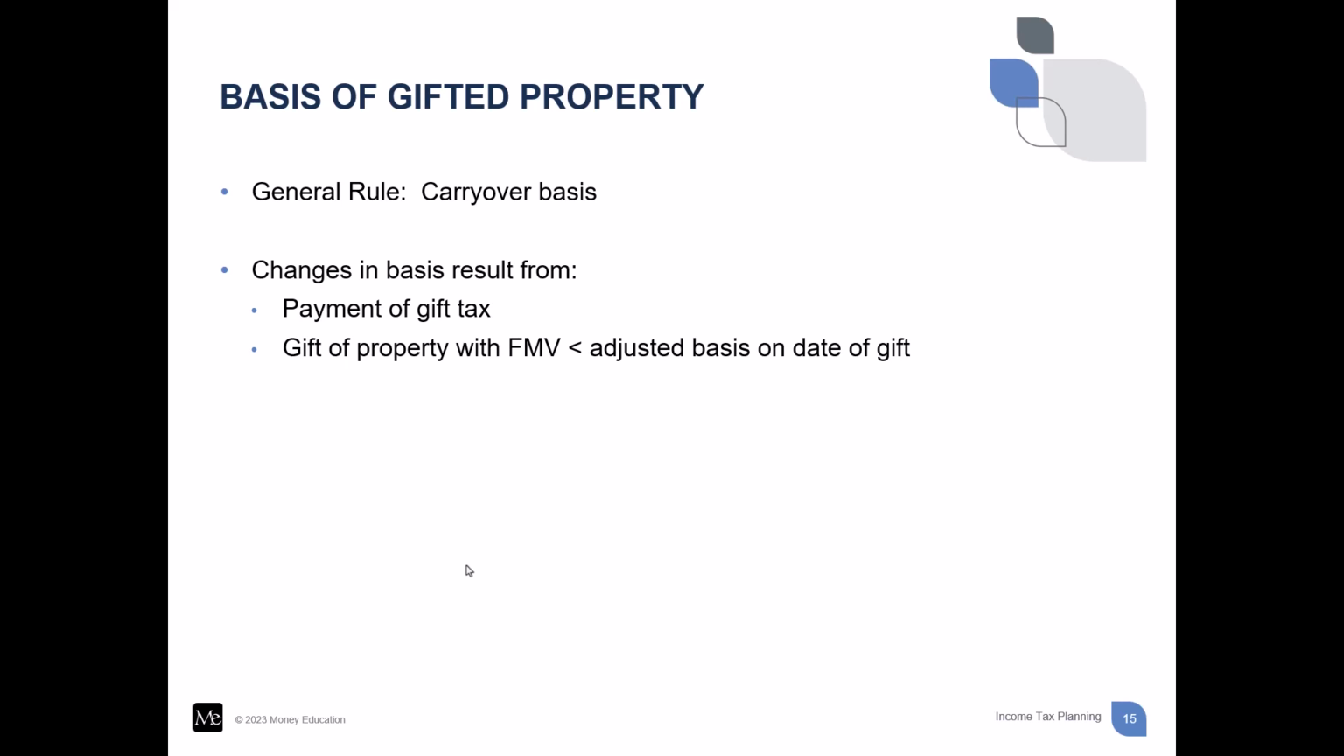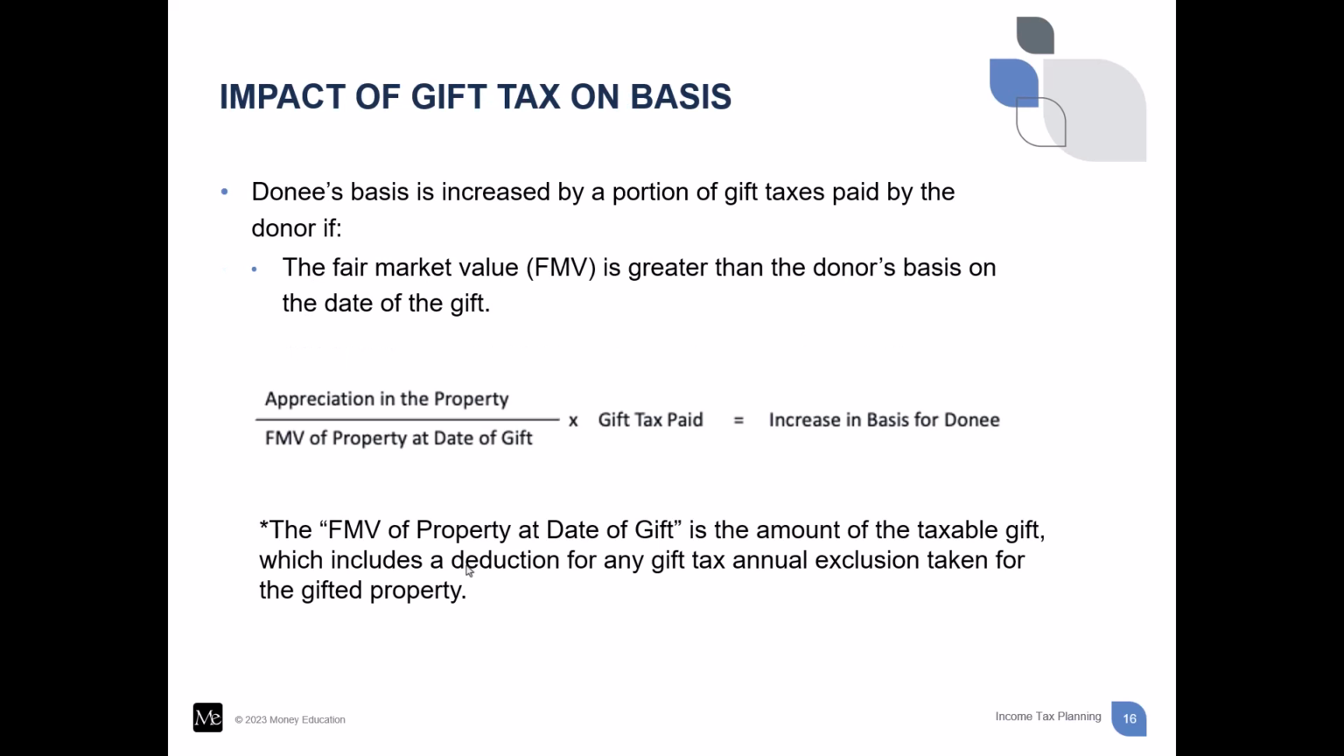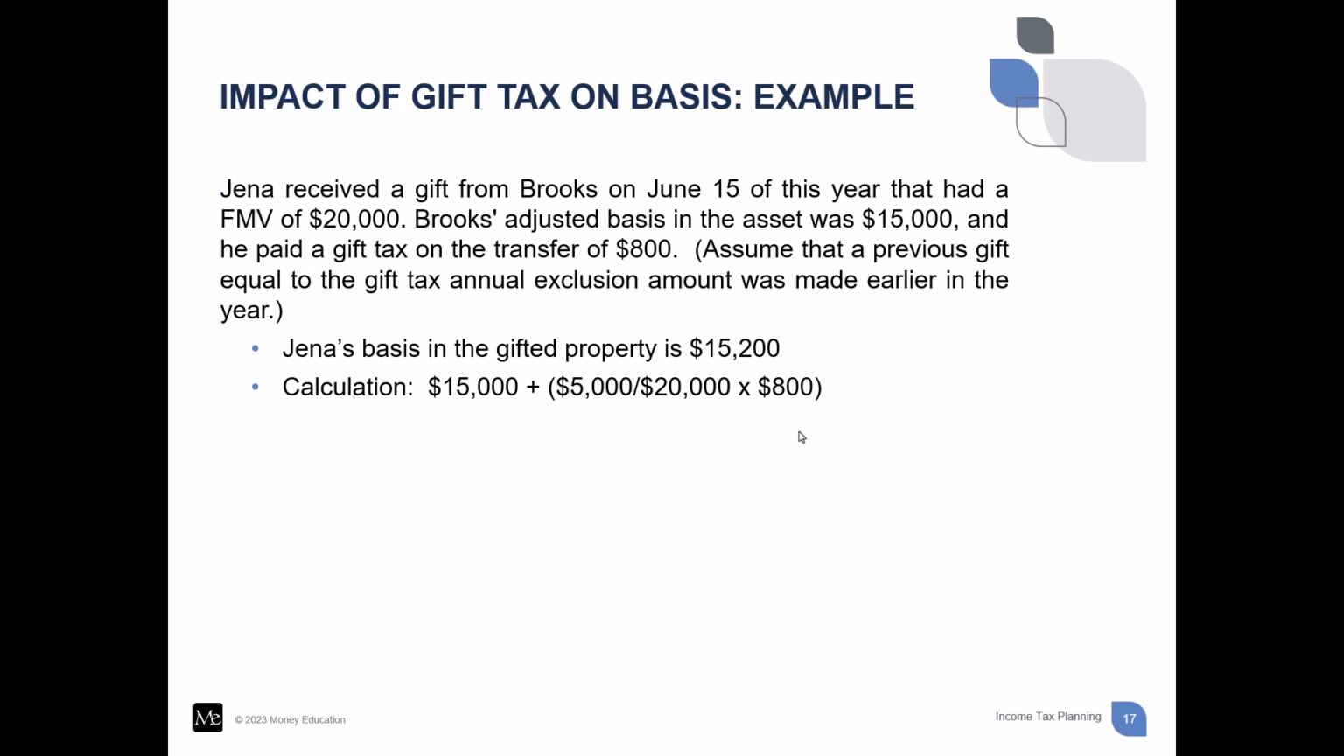And it's the change in the basis also included in the basis of the gifted property is any gift tax that you would pay. So impact of gift tax on the basis. The donee's basis increased by the portion of gift tax paid if the fair market value is greater than the donor's basis at the date of death. So we take the appreciation in the property divided by fair market value of the property at date of gift times tax paid is the increase in the donee's basis. The fair market value at the date of gift is the amount of the taxable gift which includes a deduction for any gift tax annual exclusion taken.